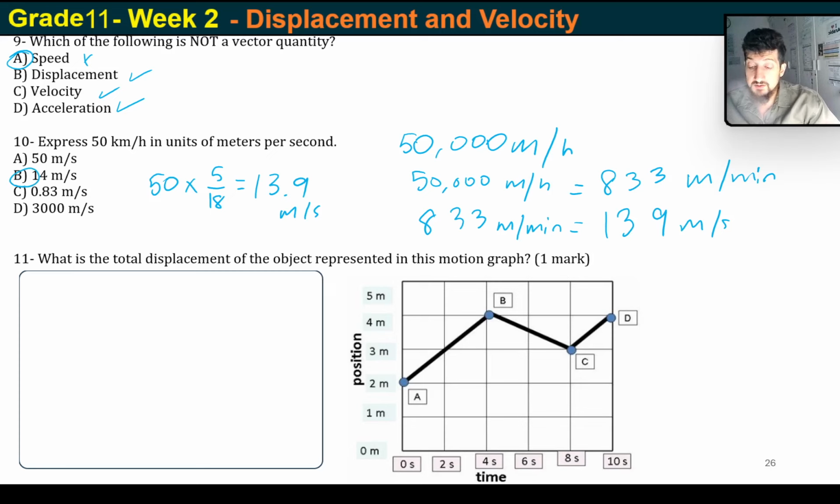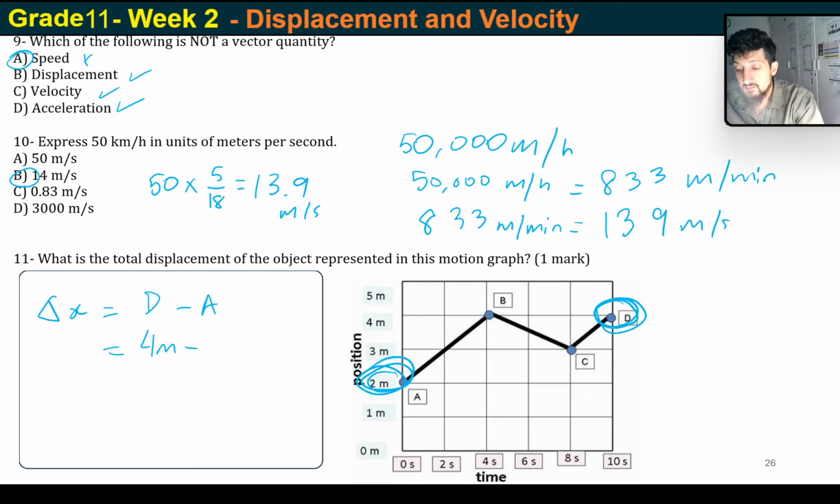What is the total displacement of the object represented in this motion graph? Well, we started at 2, that's the first position, and we ended up at D, which is 4 meters. Remember, displacement is equal to change in position, which in this case is going to be D minus A, which is 4 meters minus 2 meters. So it's going to be 2 meters. Now displacement has a direction as well. So I'm just going to say 2 meters up, or 2 meters north, or plus 2 meters. That will do.